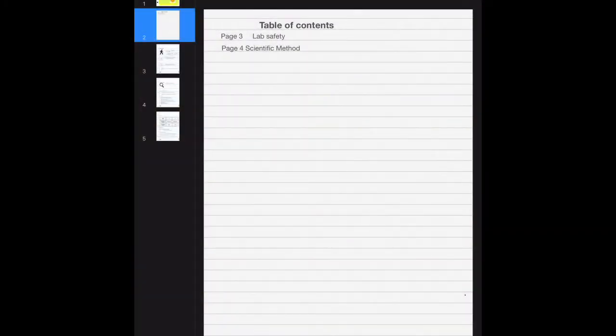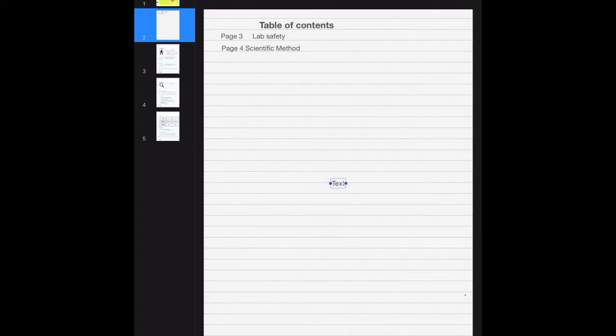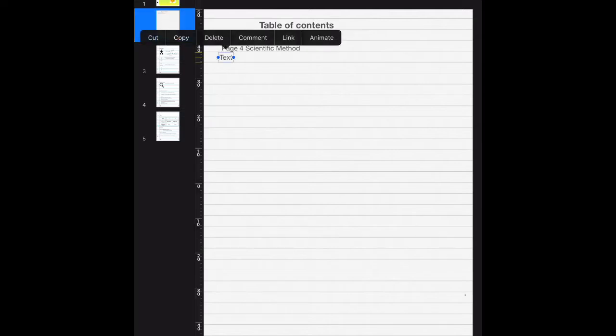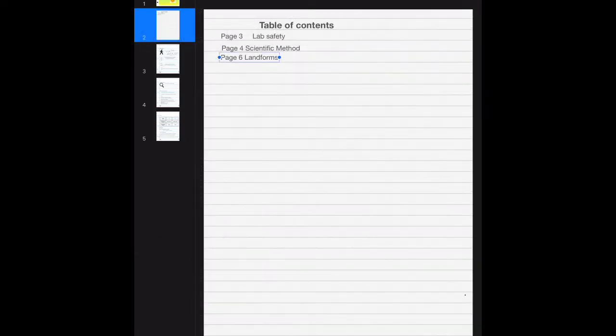Let's go take a look at your science journal. You're going to have to add another line to your table of contents. We're now going to do landforms. Our next unit is landforms. So I'm going to put page 6 because that's the page that is next. Your journal might be different. And then I'm going to type landforms. On paper or on digital, this is what your table of contents should look like now.